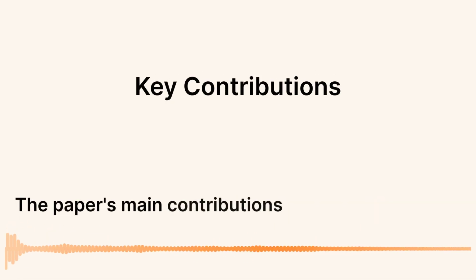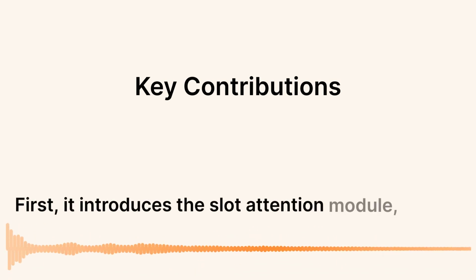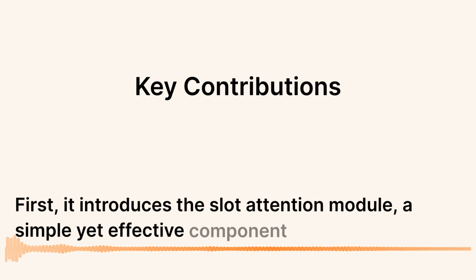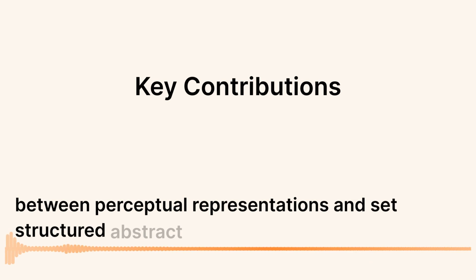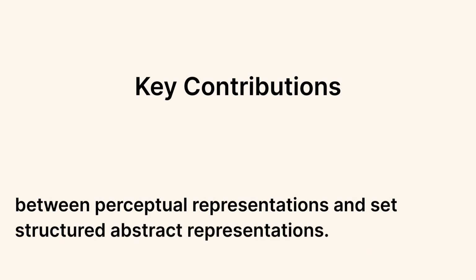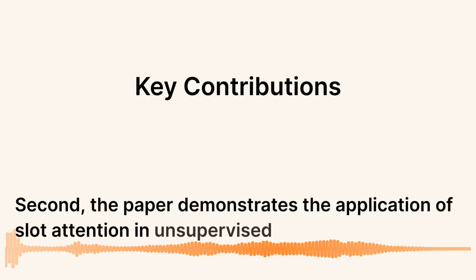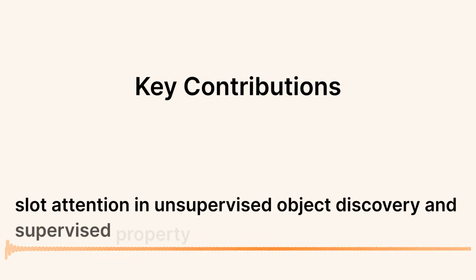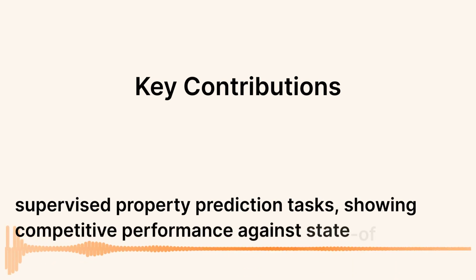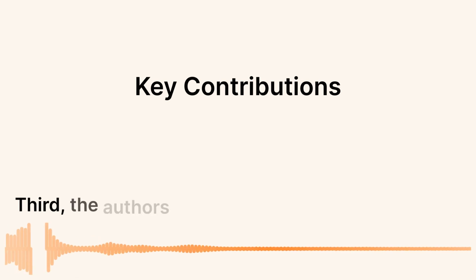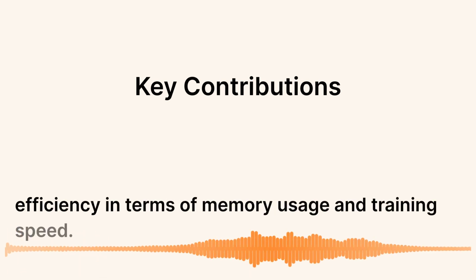The paper's main contributions include the following. First, it introduces the slot attention module, a simple yet effective component for interfacing between perceptual representations and set-structured, abstract representations. Second, the paper demonstrates the application of slot attention in unsupervised object discovery and supervised property prediction tasks, showing competitive performance against state-of-the-art methods. Third, the authors highlight slot attention's efficiency in terms of memory usage and training speed.